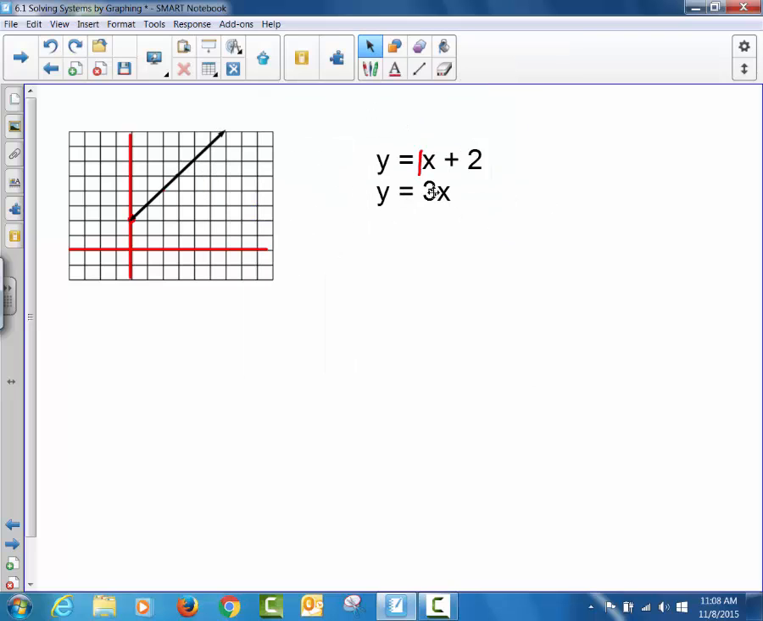And then we've got y equals 3x. Remember, the y-intercept was 0. So we put our dot there. And our slope is 3. That's 3 over 1. So we come over here and we go up 1, 2, 3, and right 1. Up 1, 2, 3, and right 1. And we can draw our line.